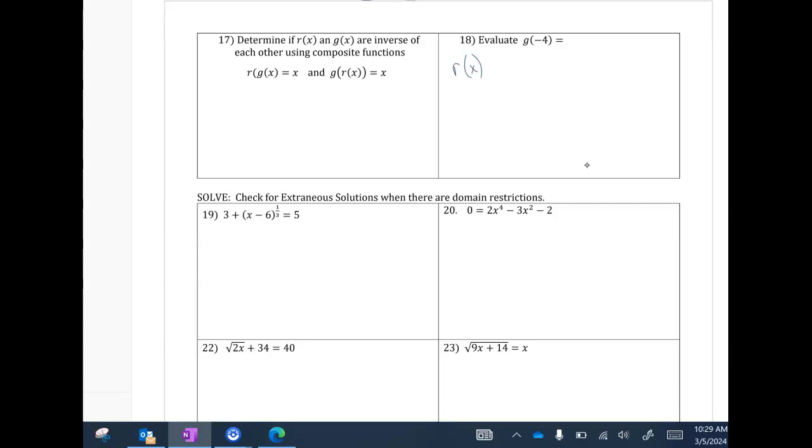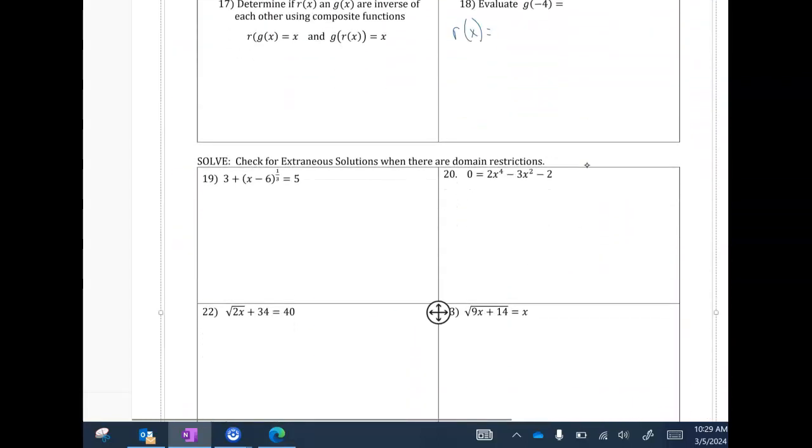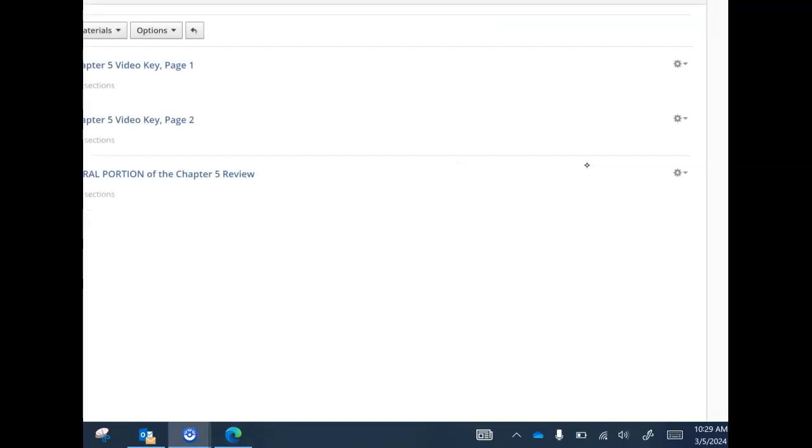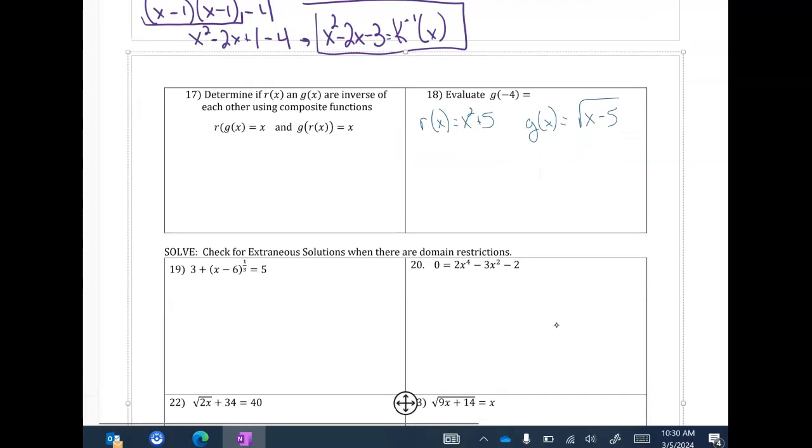So R of X equals X squared plus 5. All right, here we go. So I paused and here we are. So R of X is X squared plus 5. G of X is the square root of X minus 5. So let's go ahead for the first one and take G, that's what this says, and put it into R.